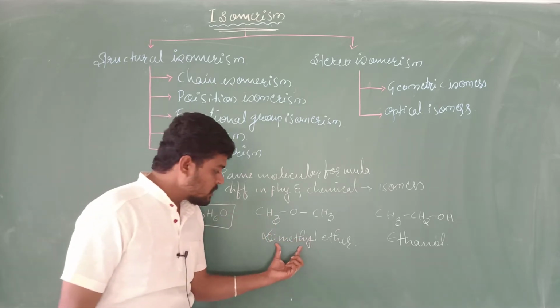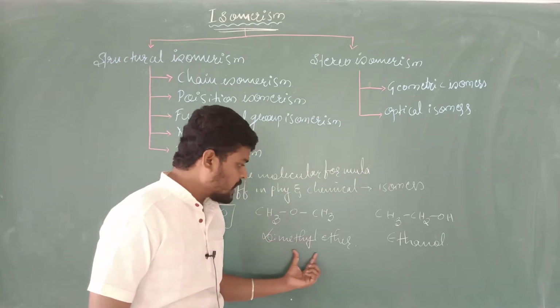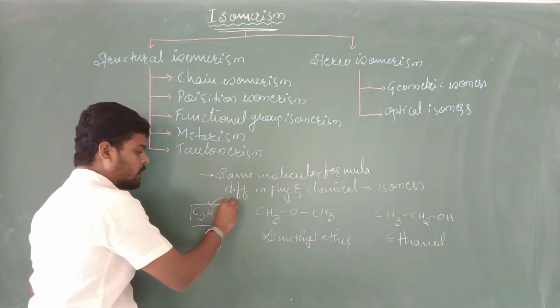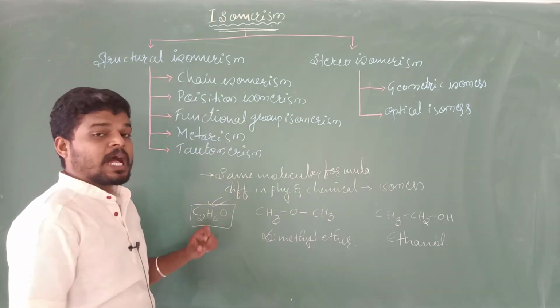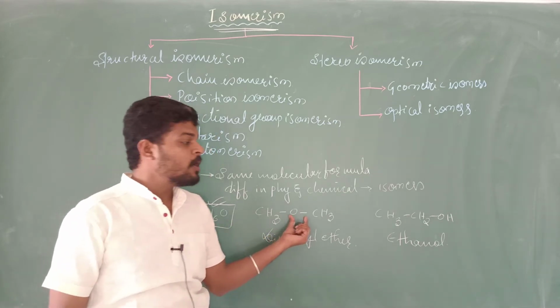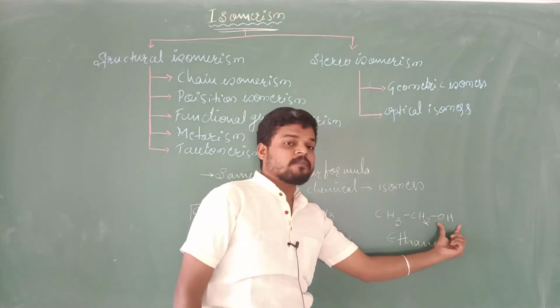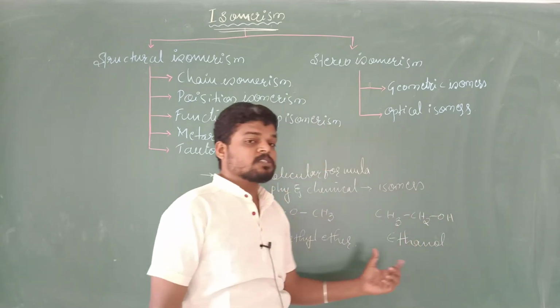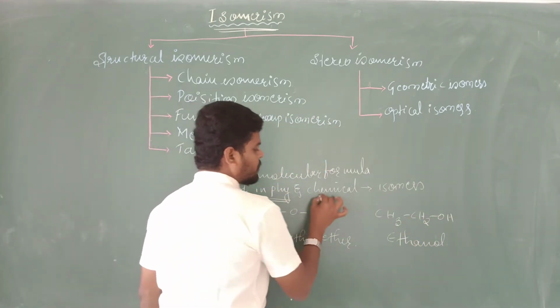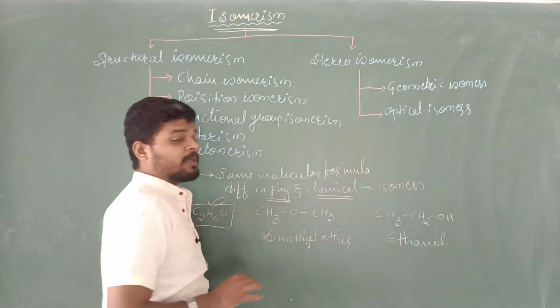Hence dimethyl ether and ethanol both have the same molecular formula, but they differ in functional group. One has ether as a functional group, the other has alcohol as a functional group. So due to the presence of two different functional groups, they have different physical properties and different chemical properties.